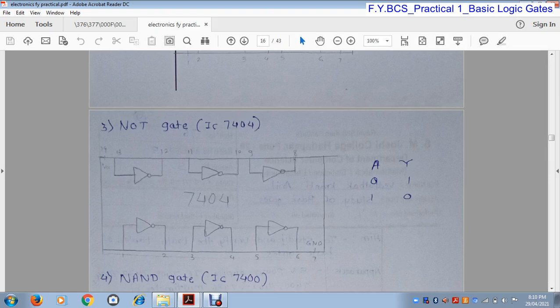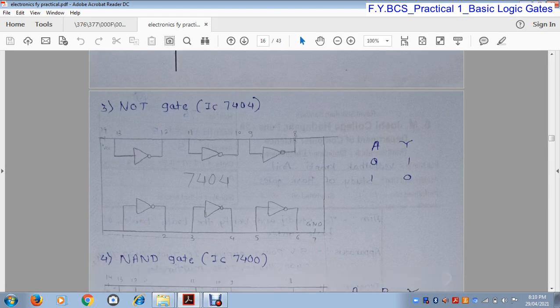Now this IC contains 6 NOT gates: NOT gate 1, NOT gate 2, NOT gate 3, NOT gate 4, NOT gate 5 and NOT gate 6. A NOT gate has one input and one output. So pin number 1 is the input of the first NOT gate and pin number 2 is the output of the first NOT gate. Similarly, pin number 3 is the input of the second NOT gate and pin number 4 is the output of the second NOT gate. Pin number 5 is the input of the third NOT gate and pin number 6 is the output of the third NOT gate, and pin number 7 is ground.